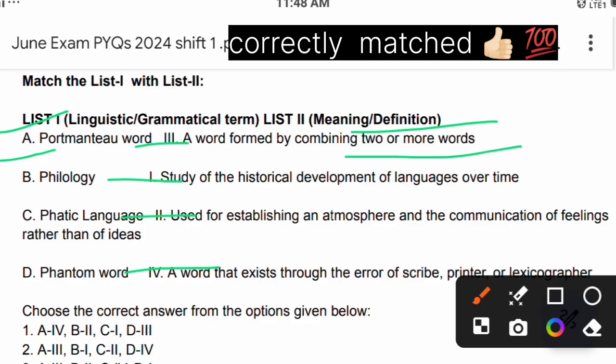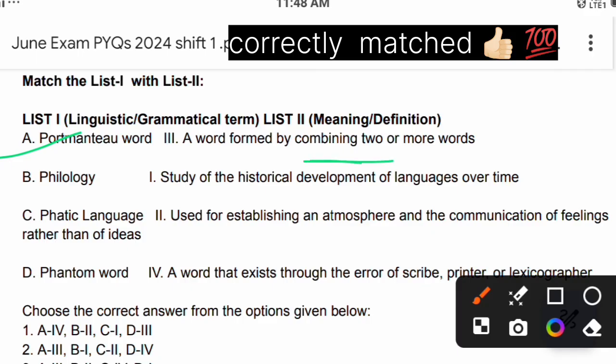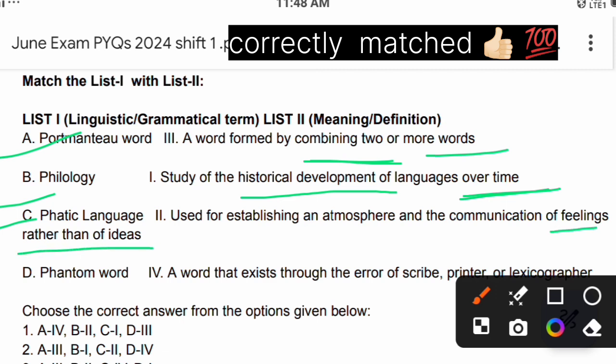So portmanteau, what is it? It is a word formed by combining two or more words. Philology, what is it? Study of the historical development of languages over time. Phatic language: used for establishing an atmosphere and the communication of feelings rather than of ideas. And phantom word: a word that exists through the error of a scribe, printer or lexicographer. So this is the correct answer, you must remember.